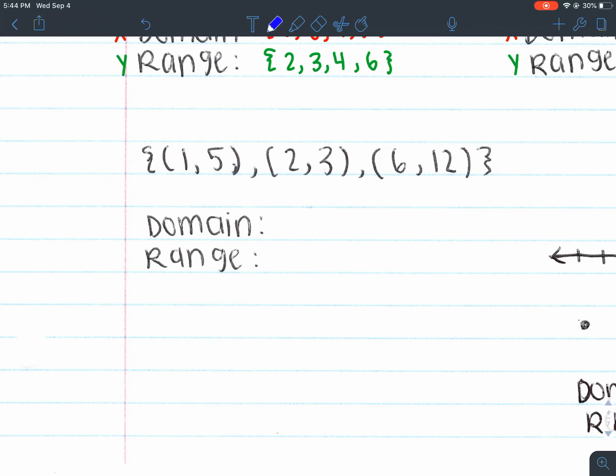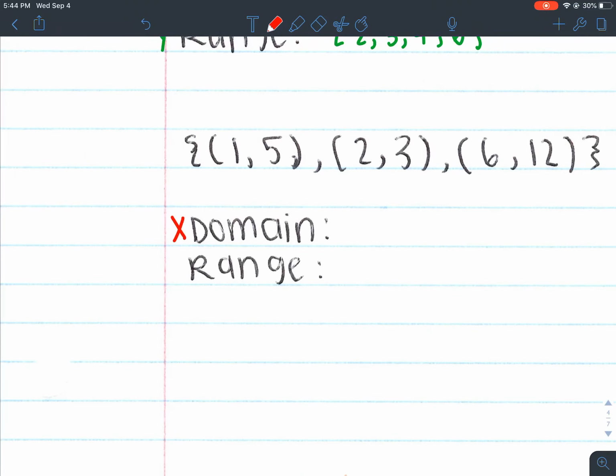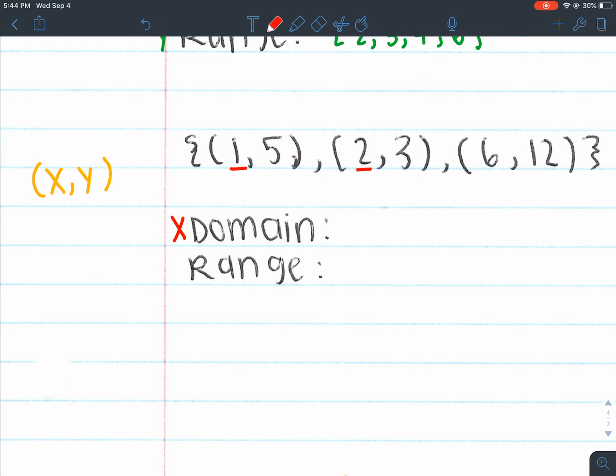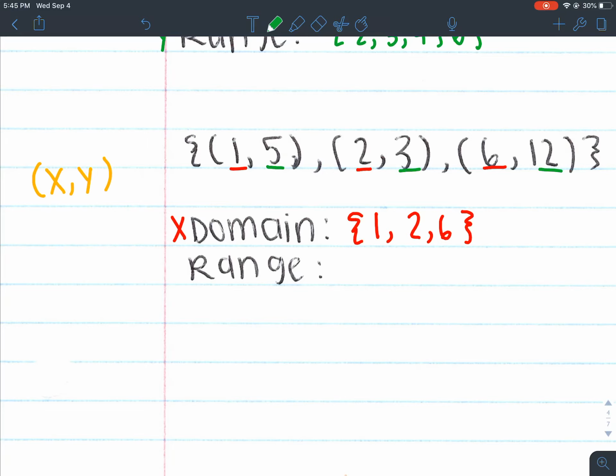Okay, we have 3 ordered pairs here, but like earlier, domain is x, range is y. So we're going to list all of our possible x values. These are ordered pairs. Remember, ordered pairs is x comma y. I'll put that on the side so we remember x comma y. So all of our x values are 1, 2, and 6. And then we have our range, which is our y values, 5, 3, and 12.